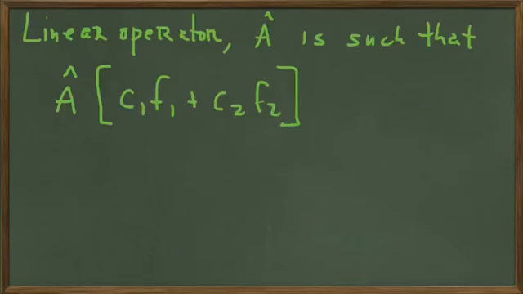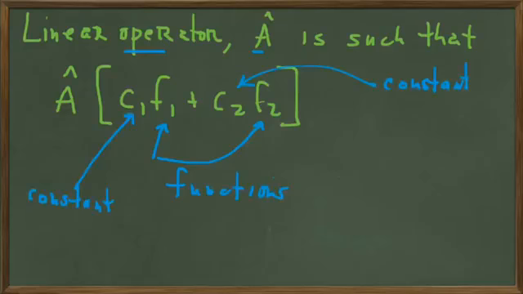So we're defining the linear operator A, and it is acting on this combination of functions. So f1 and f2 are functions, and c1 and c2 are constants multiplying those functions. So we're defining what happens when the operator A acts on c1 f1 plus c2 f2. If the operator is linear, here's what happens.